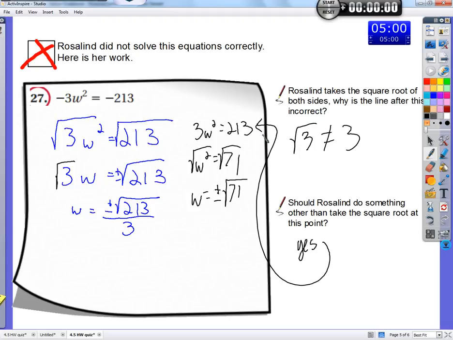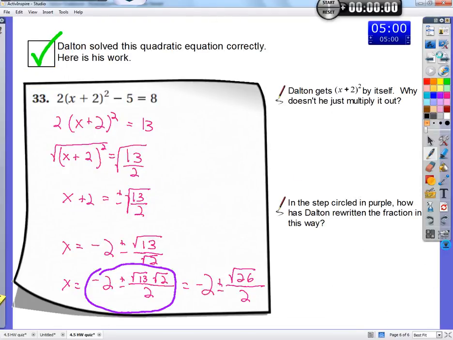See our work right there. One more. You can see one correct. Dalton. I like looking at the names. Dalton solved this quadratic equation correctly. Good job.